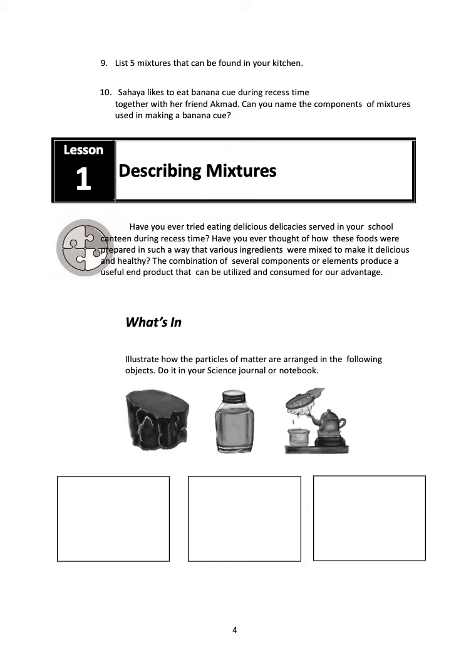Next, for number 9, you have to list 5 mixtures that can be found in your kitchen. Punta kayo sa kitchen nyo. Kunin nyo yung notebook nyo and ballpen. Isulat nyo yung mga makikita nyong mixtures sa kitchen nyo. Kahit ito man ay homogeneous, ito man ay heterogeneous mixture.